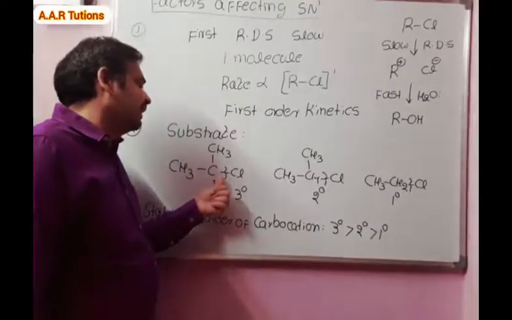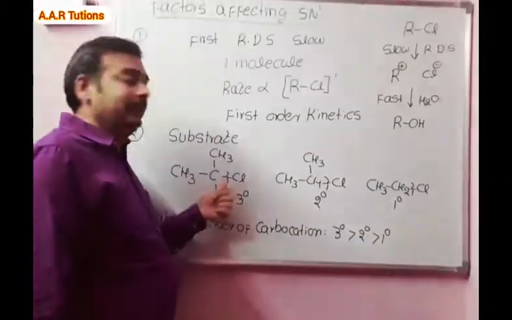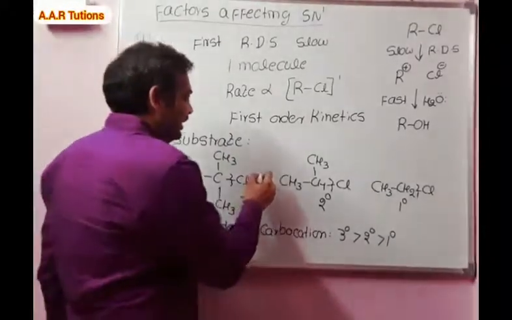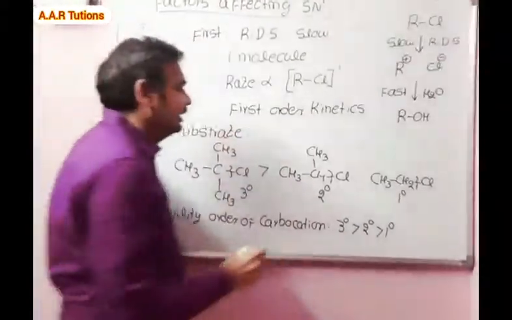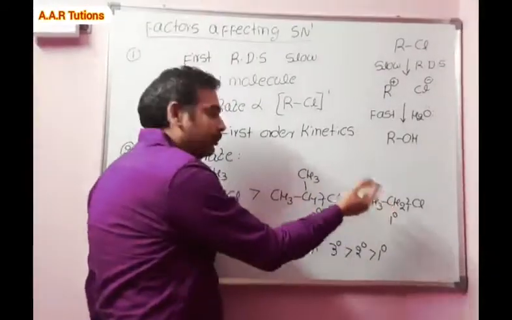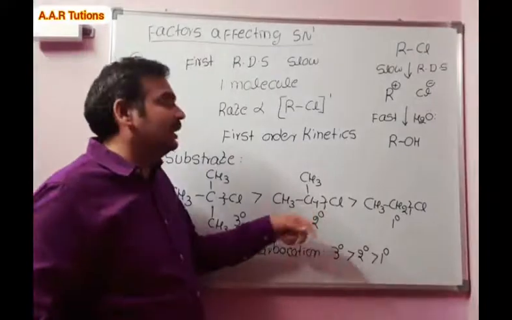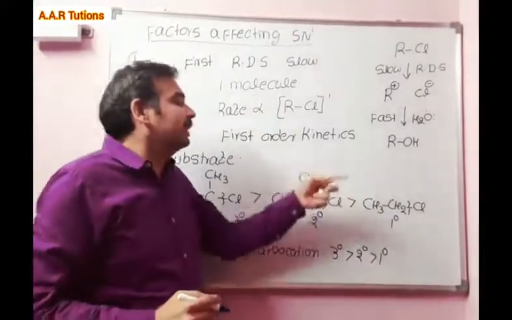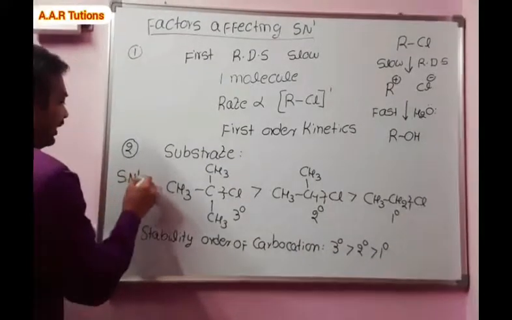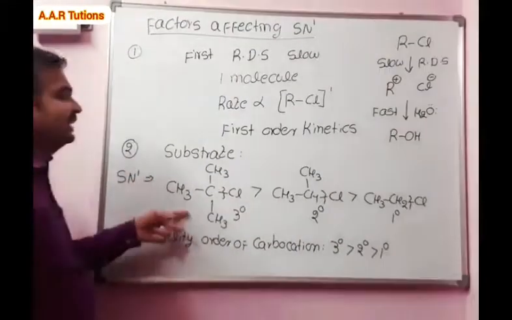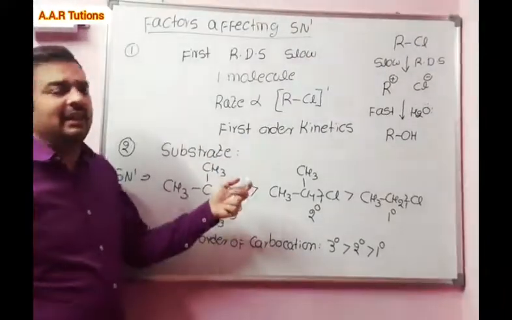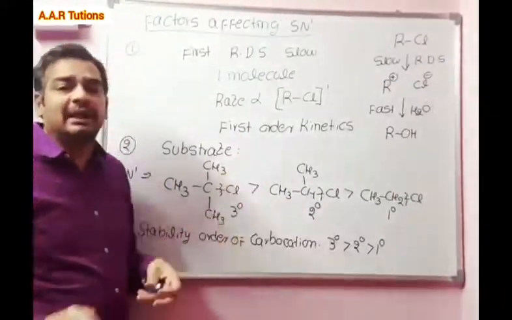Since tertiary alkyl halide gives the more stable carbocation, tertiary readily undergoes SN1 reaction compared to secondary, and secondary carbocation is more stable than primary carbocation. Secondary alkyl halide readily undergoes SN1 when compared to primary. This is the order of SN1 reaction: tertiary first, then secondary, and least is primary alkyl halide.